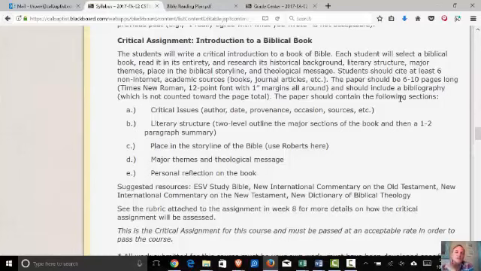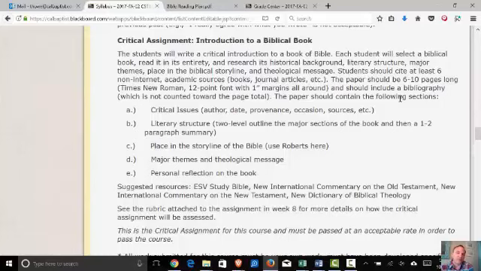The literary structure means, basically, like you would outline a paper. All the books of the Bible, most scholars have found some structure in them as well. And so you'll need to outline that book of the Bible, including the major sections, and then a small paragraph summary about those outlines as well.